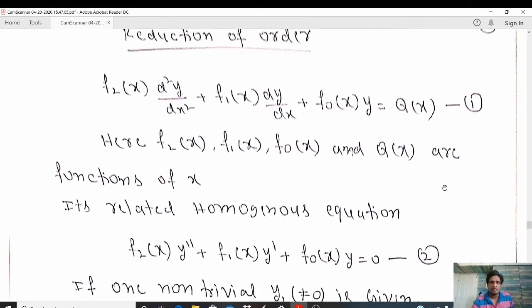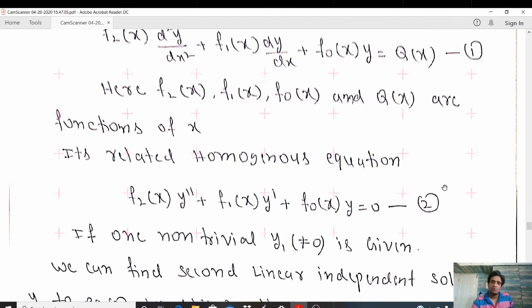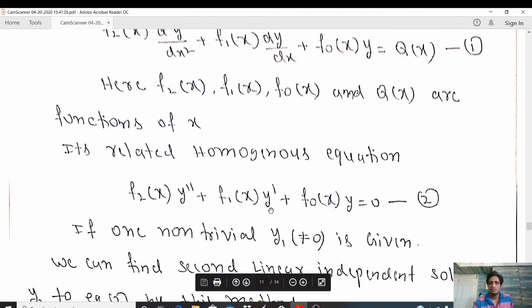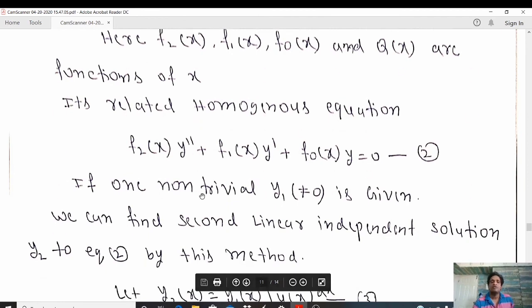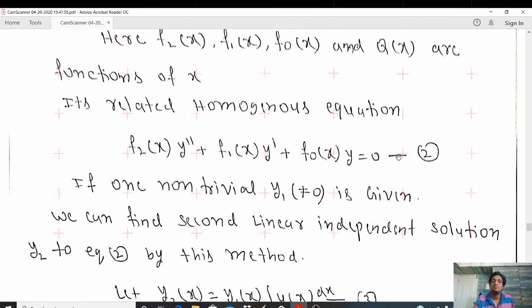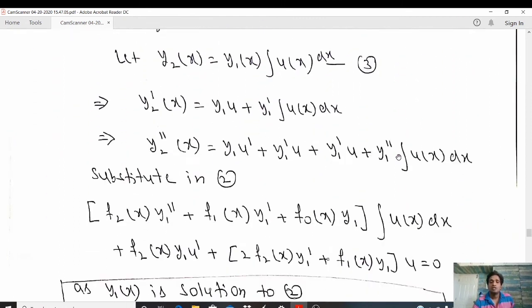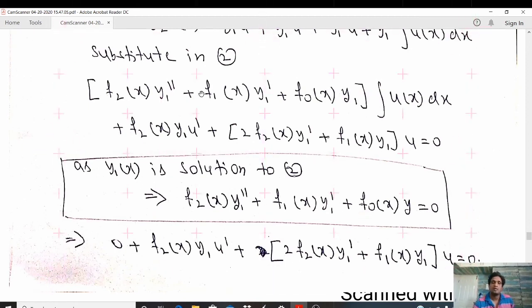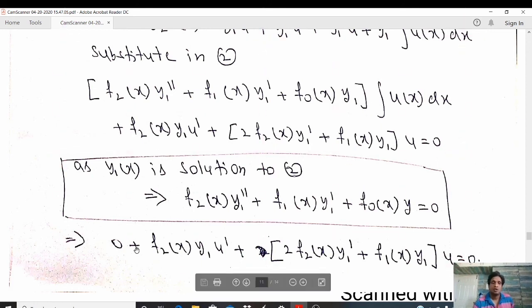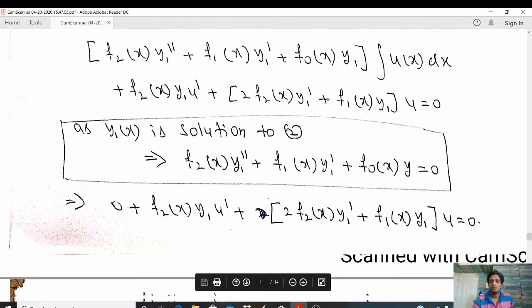What we are taking means we are taking y1 as a solution to the homogeneous equation. That means it is given in the problem itself. That means the y1 value satisfies this equation. If you substitute y1 here, it becomes 0. So by using that, as y1 is a solution to 2, this total value becomes 0. So 0 plus the same value I have written here. Our aim is to find the u value.